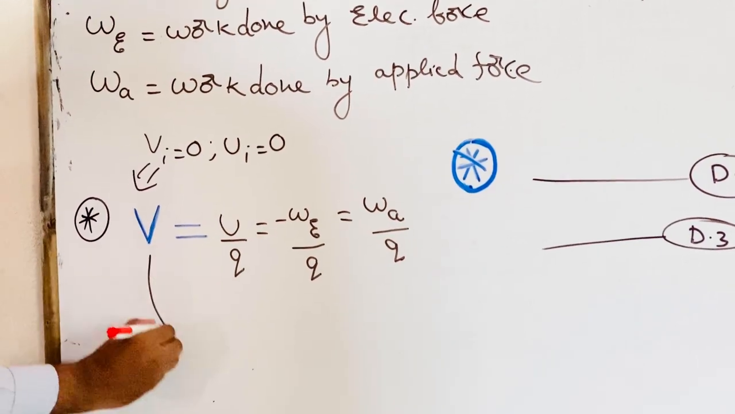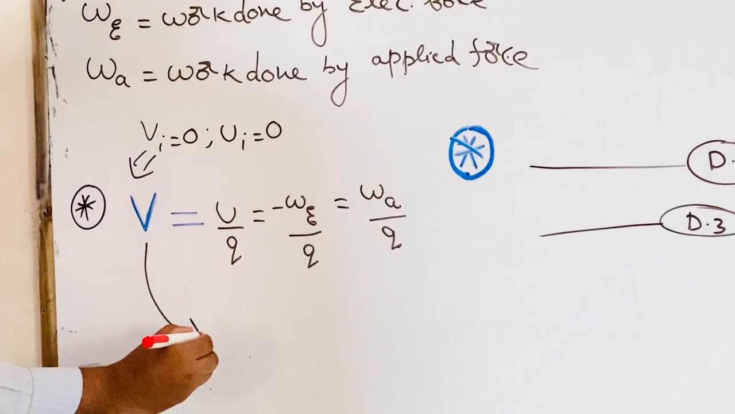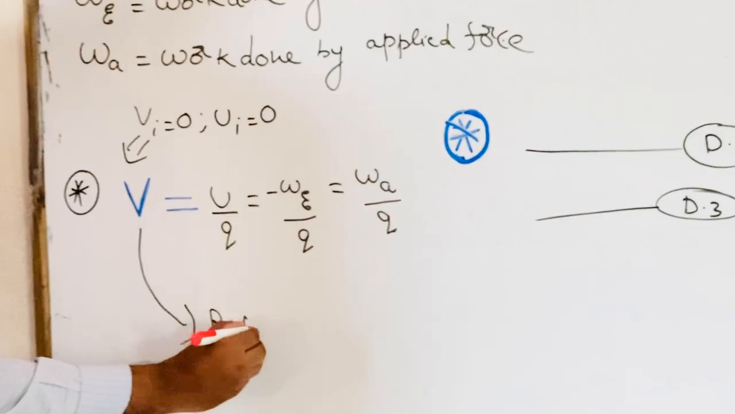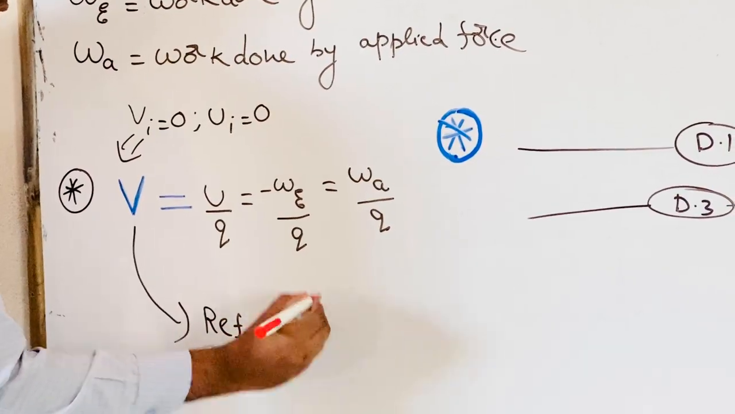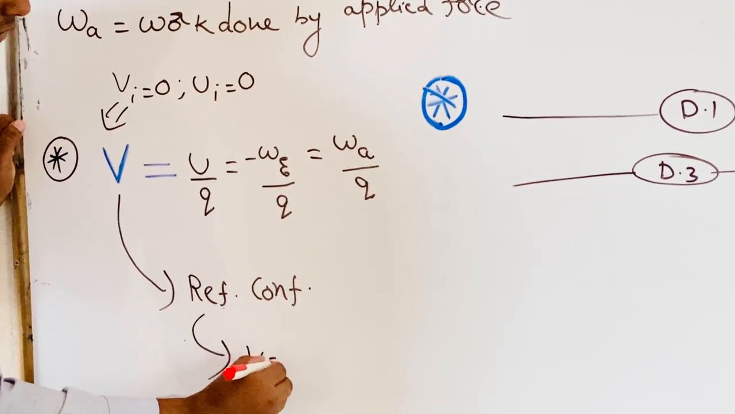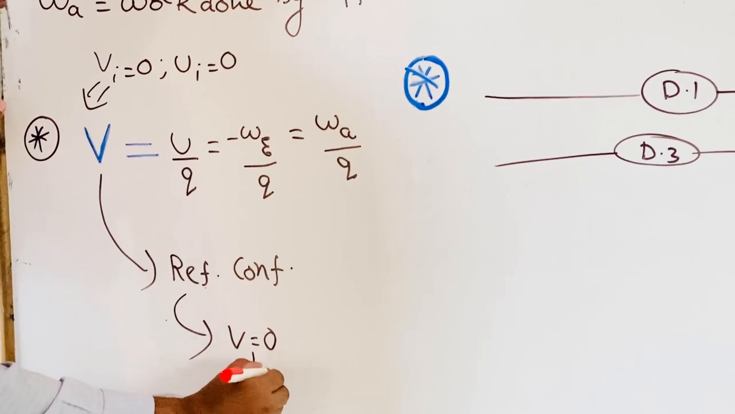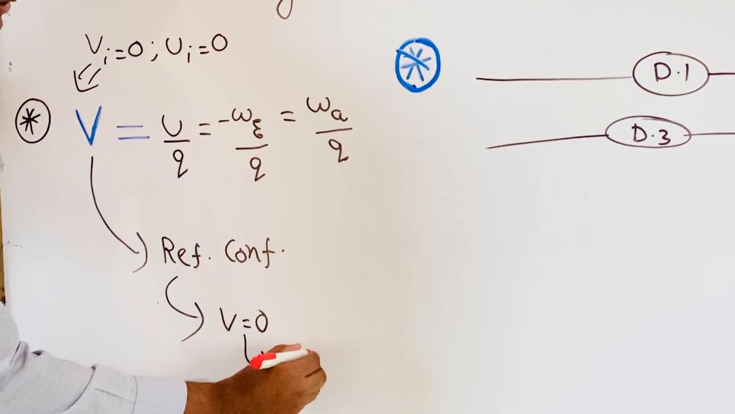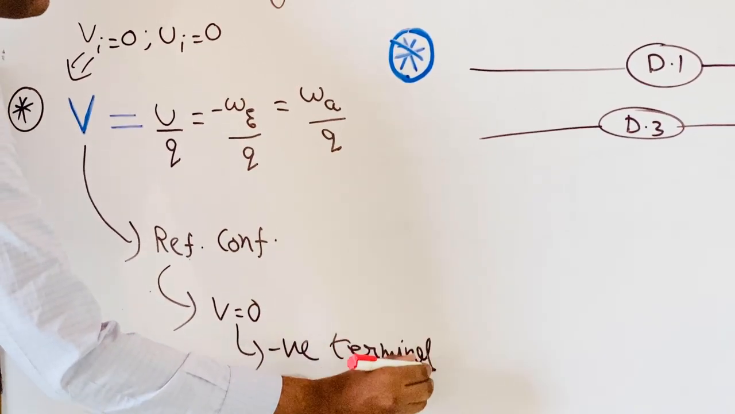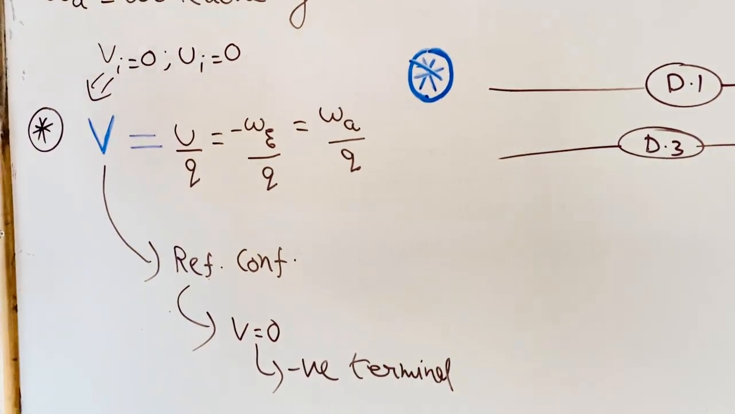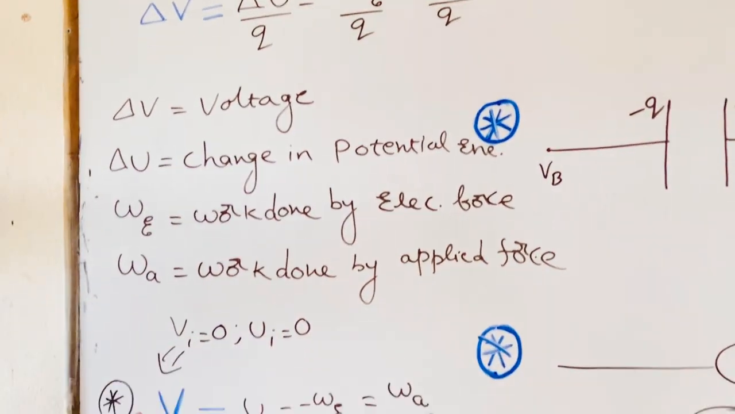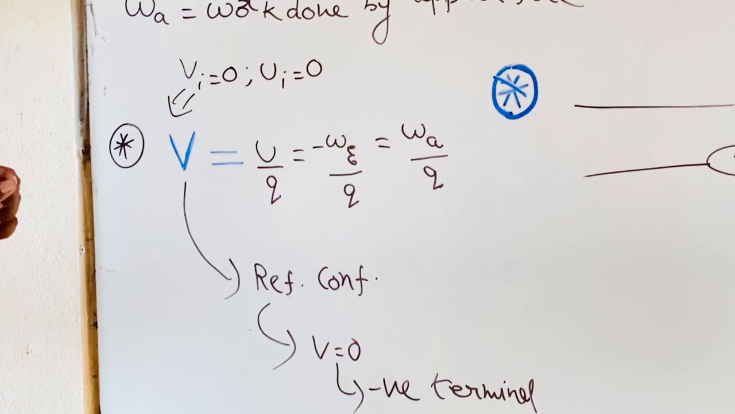So remember, absolute potential value can be obtained with the help of what configuration? That is reference configuration. At reference configuration, generally what can we assume? V value we can assume 0. Generally we will assume this at the negative terminal of the EMF source. Okay, so these are two key areas: how can you define electric potential difference as well as absolute potential in the given circuit?